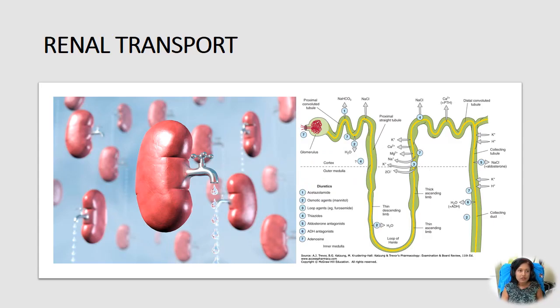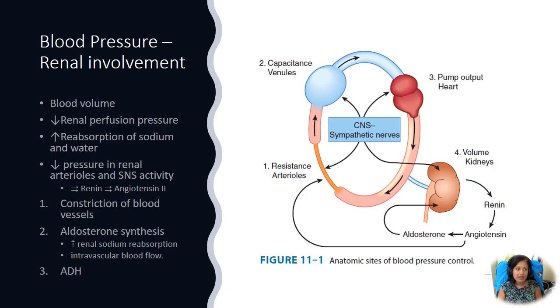So renal transport involves the kidneys, and within the kidneys there are millions of nephrons, and you would have covered the physiology of the nephron extensively. So in order to discuss diuretic drugs, we're going to look at their mechanism of action along the nephrons. In blood pressure, how does the kidney become involved? So the renal involvement is controlled by blood volume. So the kidney is primarily responsible for long-term blood pressure control.